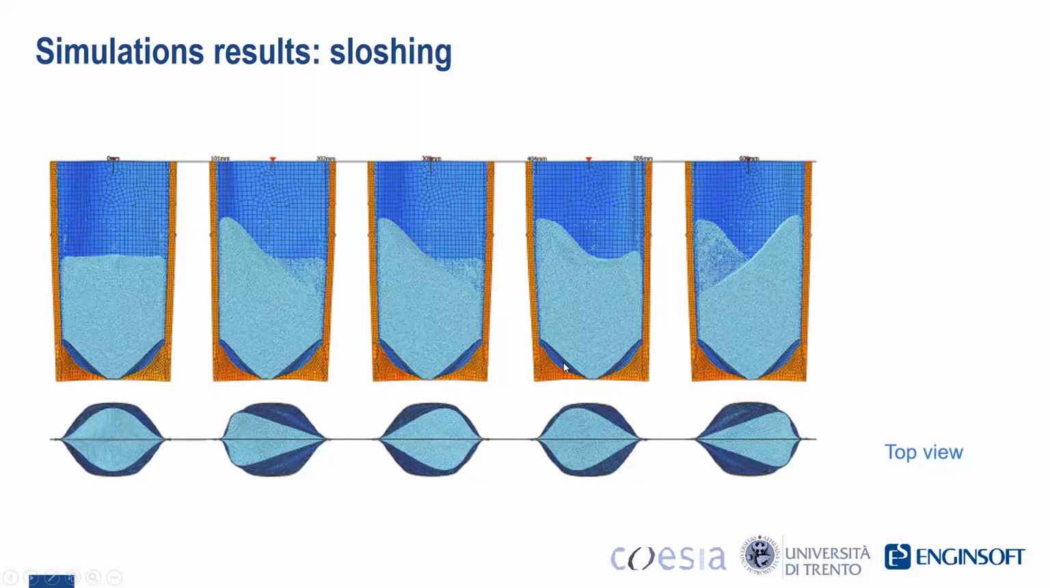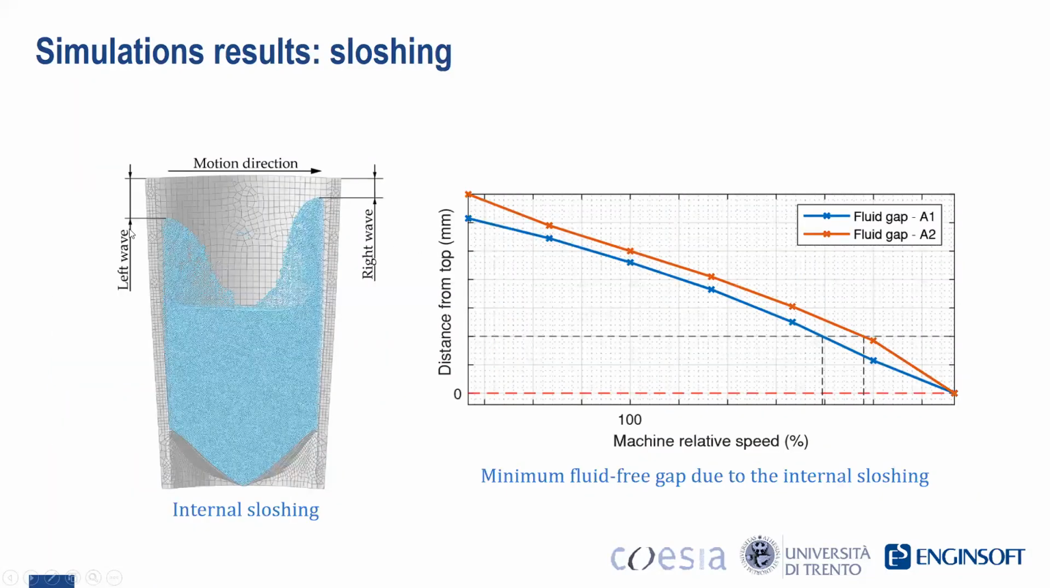And at the end, what we want to understand is what is the maximum velocity in the machine while moving the pouch that allows us to later on close the pouch correctly. Because during sloshing, there are two waves forming on both sides of the pouch. And if they get too high, so if the distance from top is too low, the sealing is not correctly done.